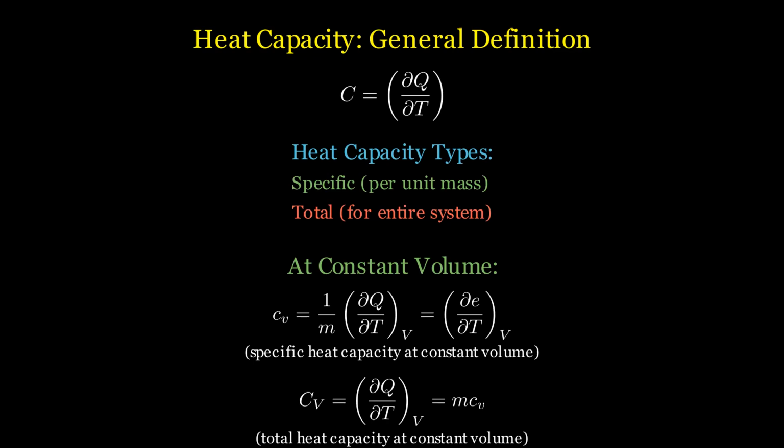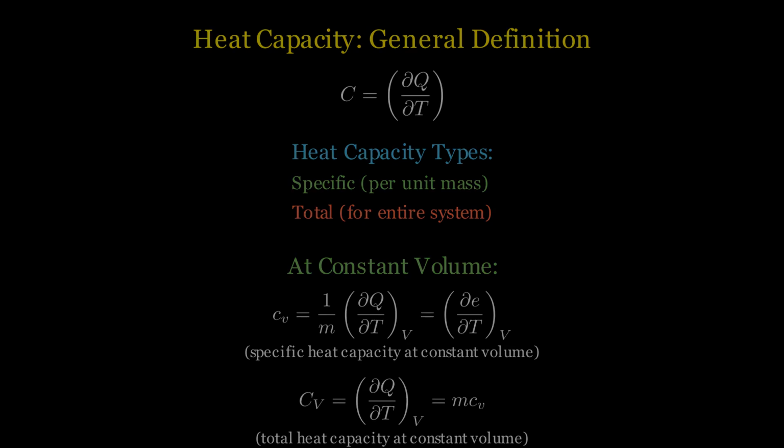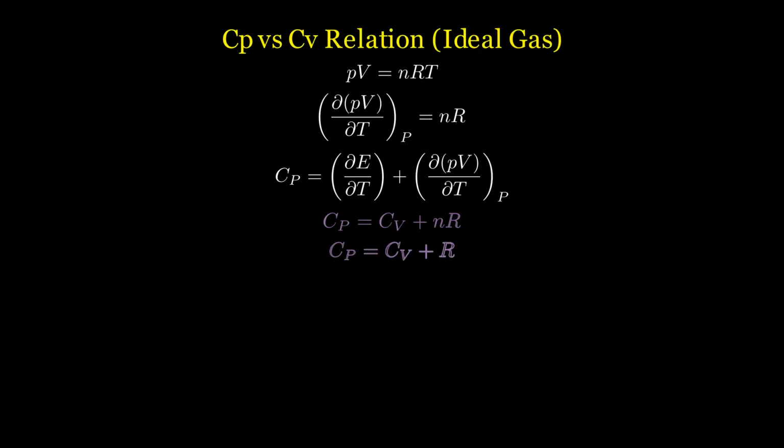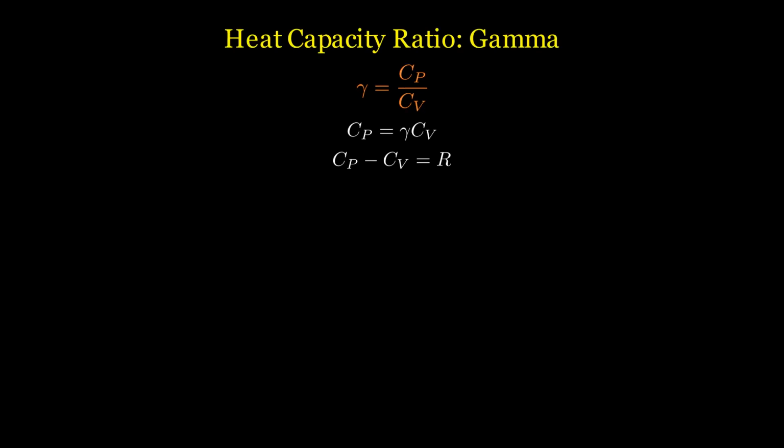For an ideal gas, the relationship between specific heat capacities involves the gas constant R, while the total heat capacities involve mass times R. For an ideal gas, PV equals nRT. The derivative of PV with respect to T at constant pressure is nR. Substitute into the heat capacity relation to get Cp equals Cv plus nR, or per mole, Cp equals Cv plus R. The heat capacity ratio gamma is very important for many thermodynamic processes.